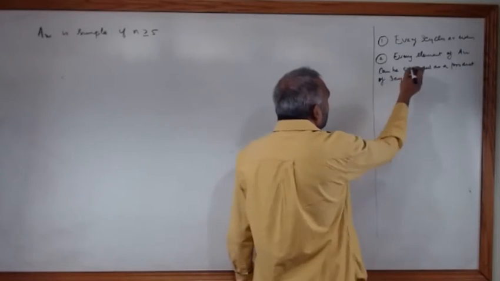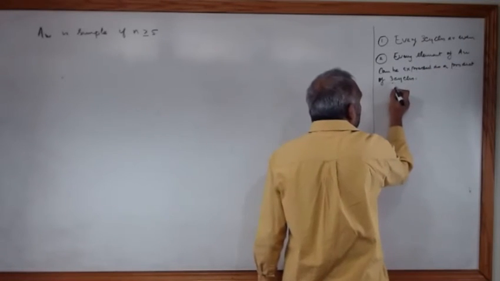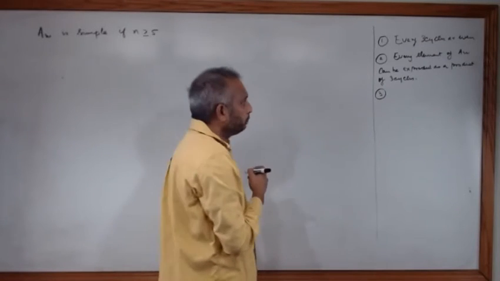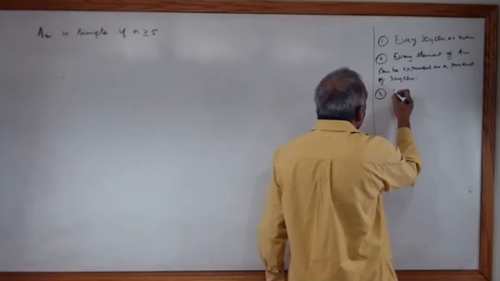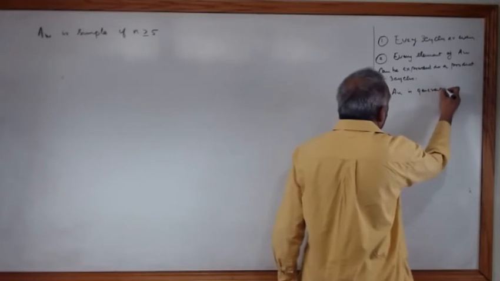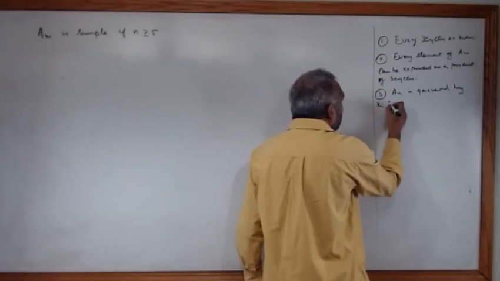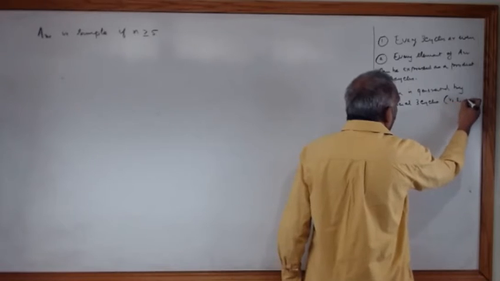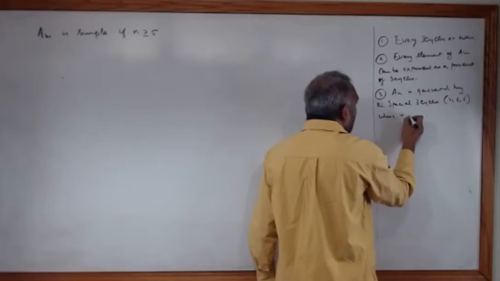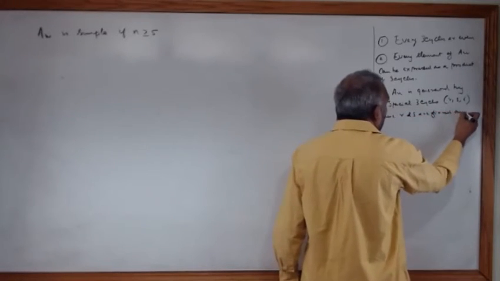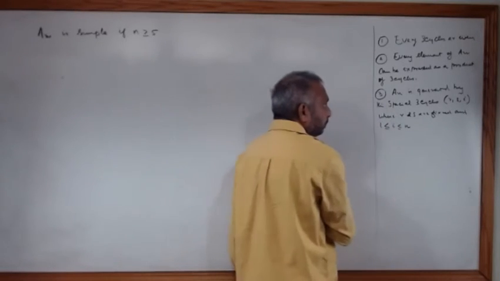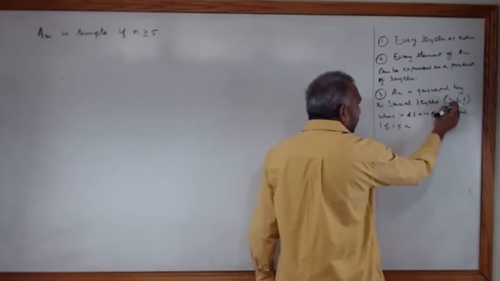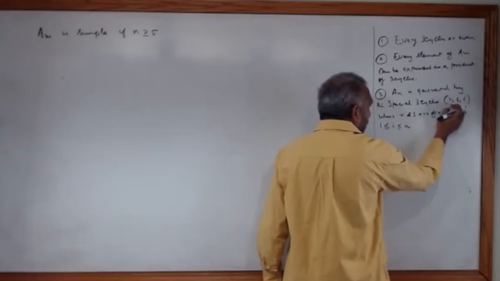And the third meaning, if you take an even permutation, it can be expressed as a product of 3 cycles. Third step is: An is generated by the special 3 cycles (R, S, I), where R and S are fixed and 1 ≤ I ≤ n. Meaning you take 2 fixed integers from 1 to n. So these 2 are fixed. This is the variable. So you have n minus 2 I's.